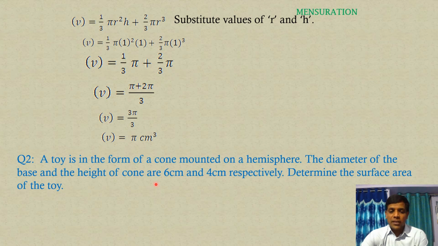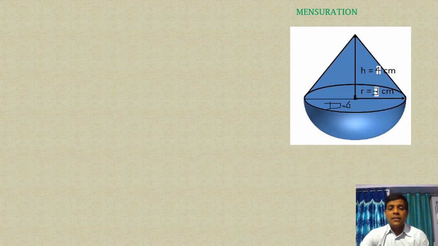But based on the question, we have to apply a suitable formula. Coming to the analysis part. This is the given question. Hemispherical part and conical part. So what is the given diameter? Diameter equals 6 centimeters. Diameter equals 6, then radius is equal to 3 centimeters. Height of the conical part, h, is equal to 4 centimeters.